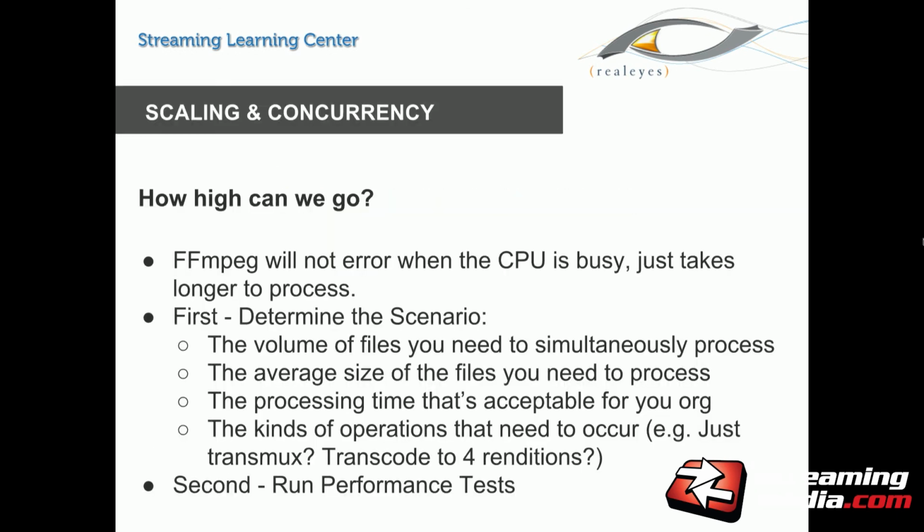Before we dive into the demos, a couple things to talk about. Scaling and concurrency is one of them. Keep in mind when you're working with FFmpeg, if you're going to be using this to do a lot, FFmpeg won't error out if the CPU is busy. It just takes longer to process. So if I have 100 jobs, I could tell it to start encoding 100 different things at the same time. Probably not the greatest idea.